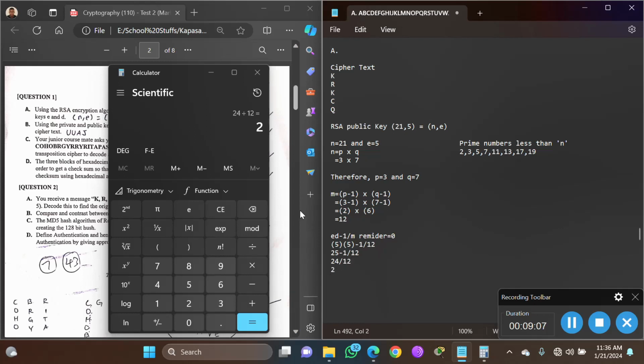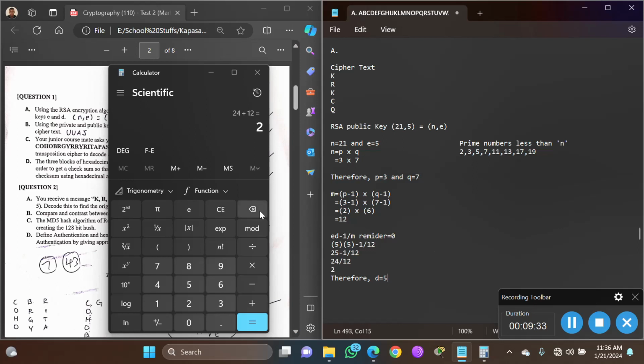So as you can see, 2 is a whole number and the remainder is 0. So we need to say, therefore, D is equal to 5, because we replaced 5 where there was D in order to get this whole number. So 5 is the value for D.